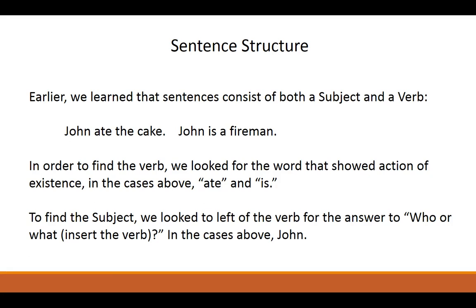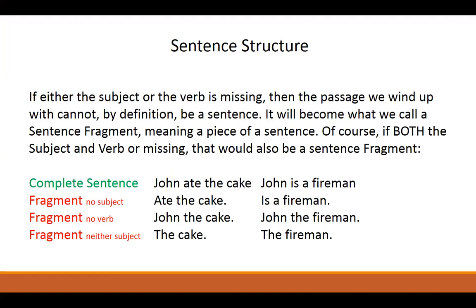In the first one, it's ate. And the word that shows existence in the second one is. Then we ask the question, who ate? And look to the left of the verb: John ate. So that's my subject, ate is my verb, also known as nominatives and predicates. Who is? John is, to the left of the verb. And my direct object is cake, and my complement, non-complement, is fireman. So in this case, we have two complete sentences above us.